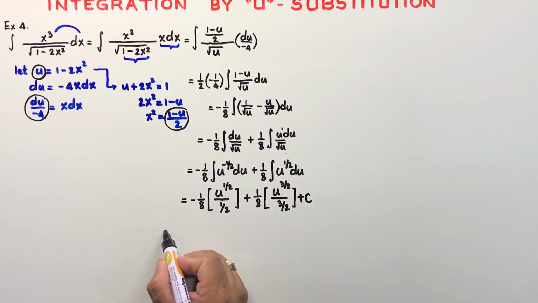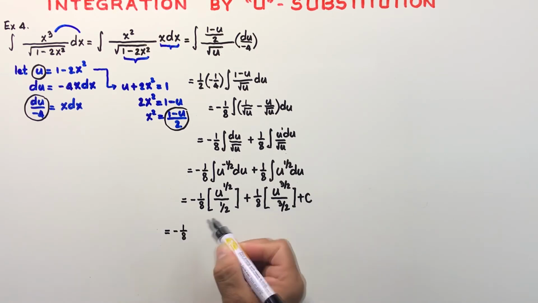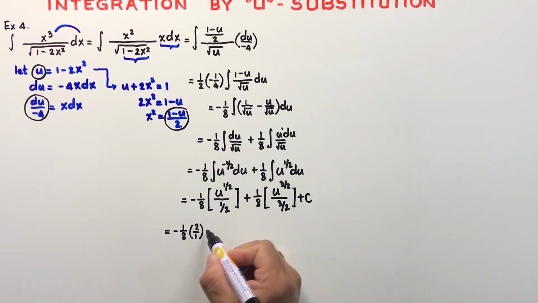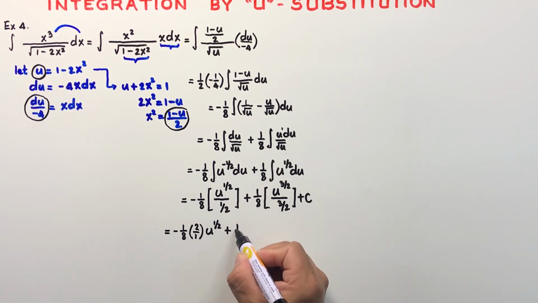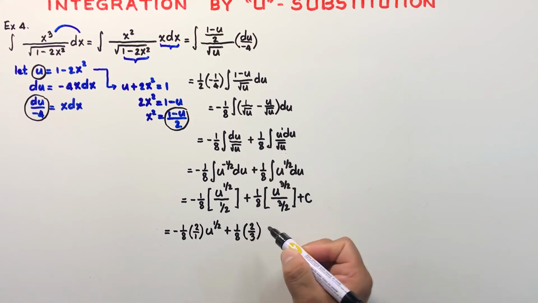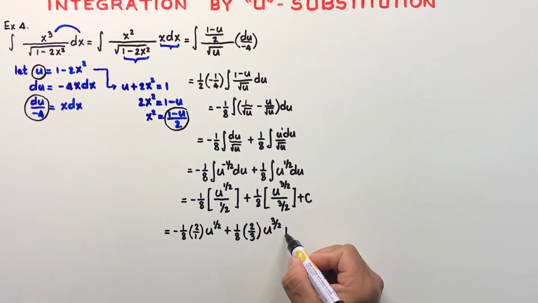So doing simple arithmetic here, we have 1/8 times the reciprocal of 1/2, which is 2 over 1, times u to the power 1/2, plus 1/8 times the reciprocal of 3/2, which is 2/3, times u to the power 3/2, plus the constant of integration c.